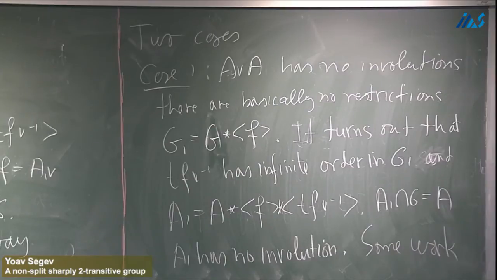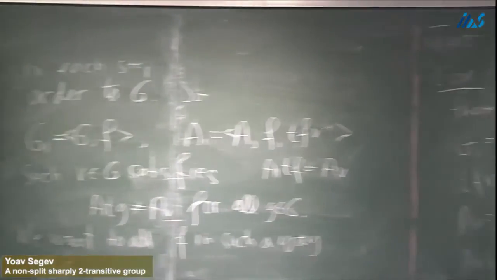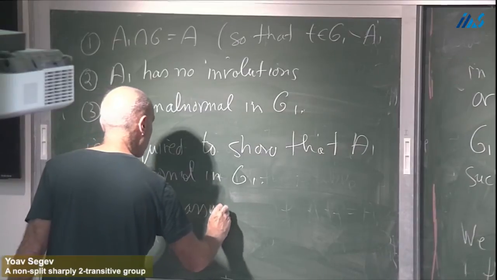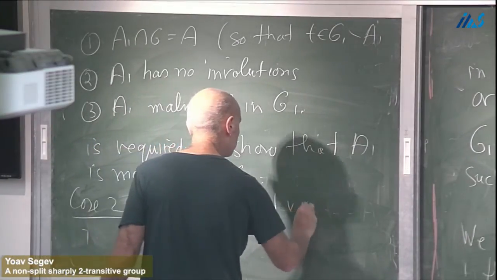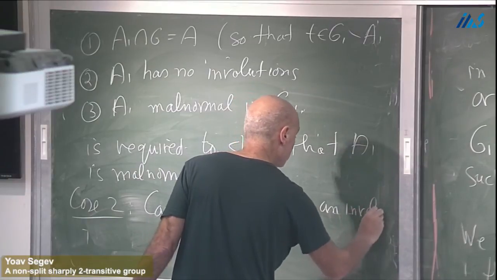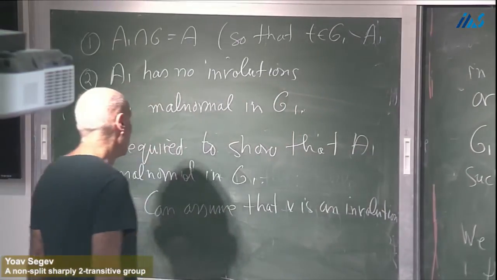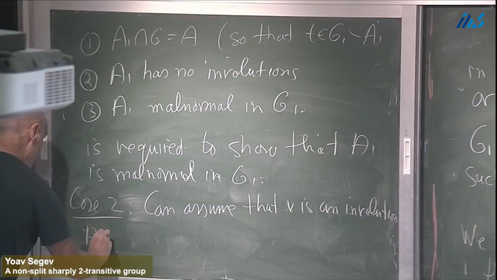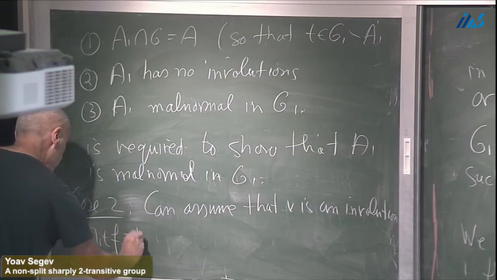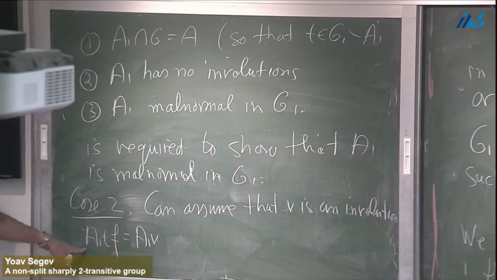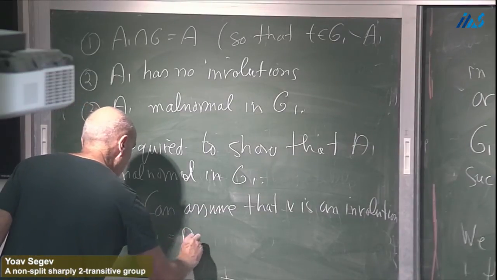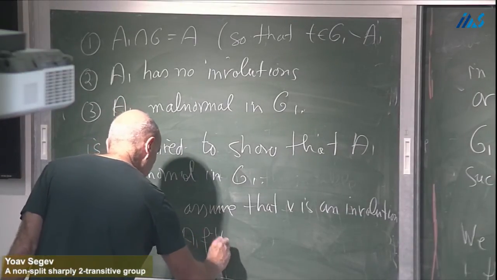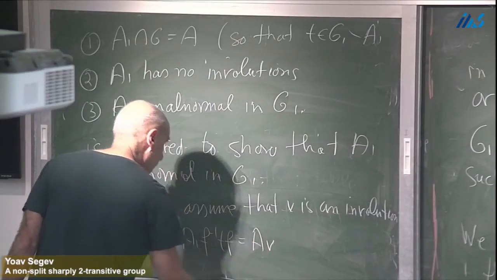Case 2. Since we can replace V by any element in the double coset, we can assume that V is an involution. Okay. And now what do we want? As I wrote earlier, we want A1 T F to be equal to A1 V. And we want A1 malnormal. But this says A1 and F is going to be inside A1. So this says A1 F inverse T F equals A1 V.